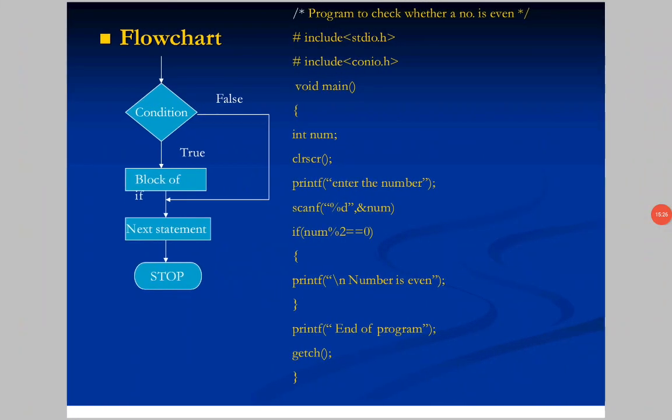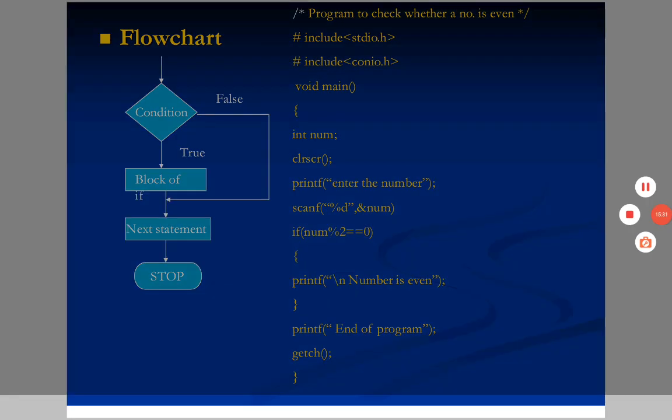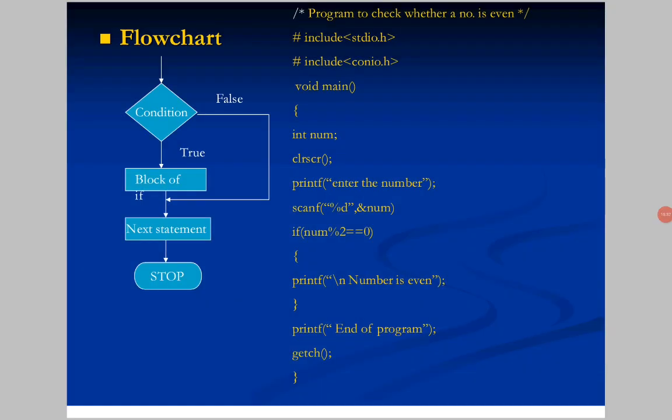So this is the flow chart of the working of a simple if statement, how a simple if statement is executed. First the condition is tested. If it is true, then the block of statements is executed. Otherwise, if the condition is false, then the control directly goes to the next statement and stops. So this is the working of a simple if block.